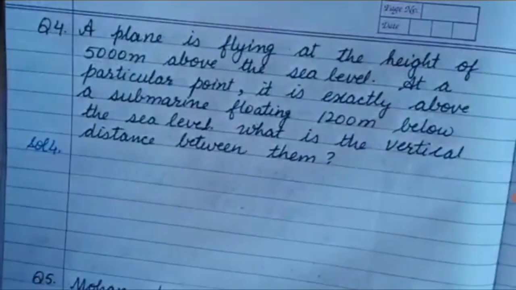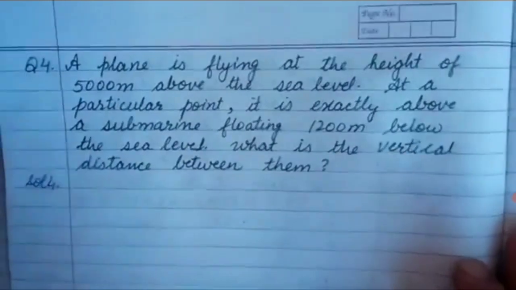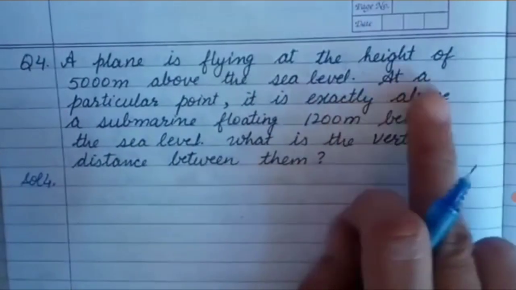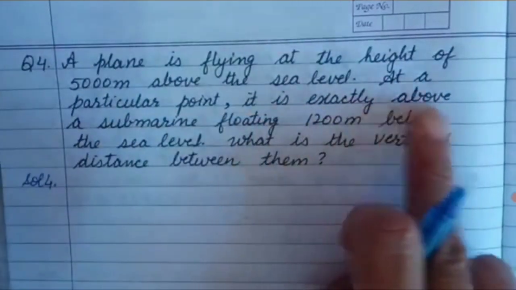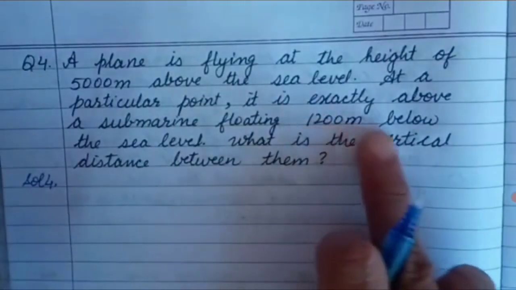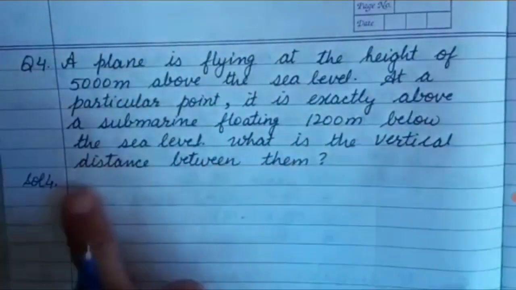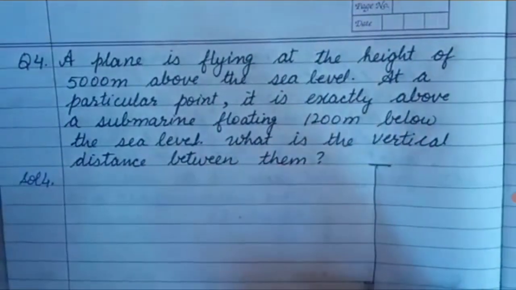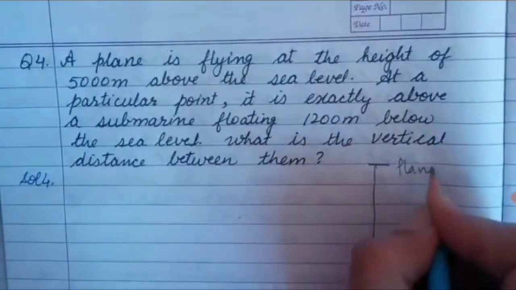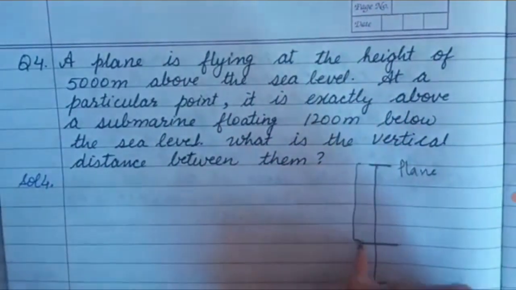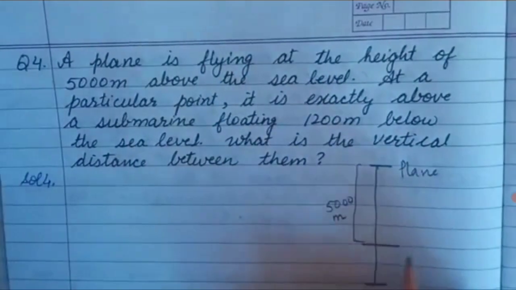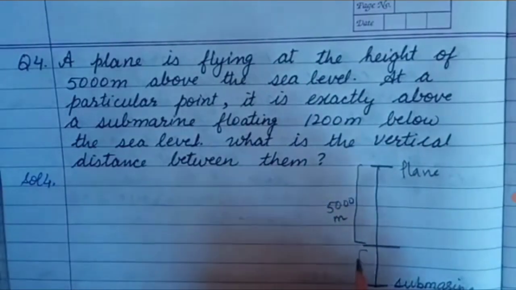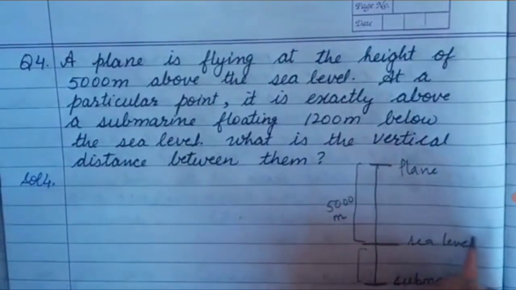Now the next question. A plane is flying at a height of 5,000 meters above the sea level. At a particular point, it is exactly above a submarine floating 1200 meters below the sea level. What is the vertical distance between them? Yes. Let us draw the figure here. The plane is flying at the height of 5,000 meters, and the submarine is floating below the sea level. This is the sea level. Yes, understood?